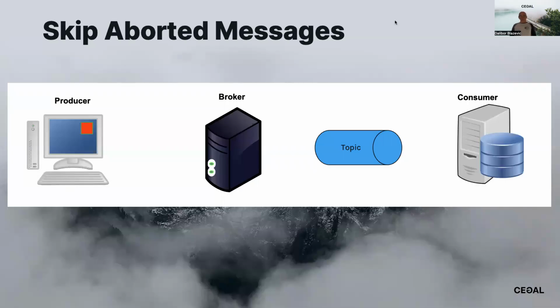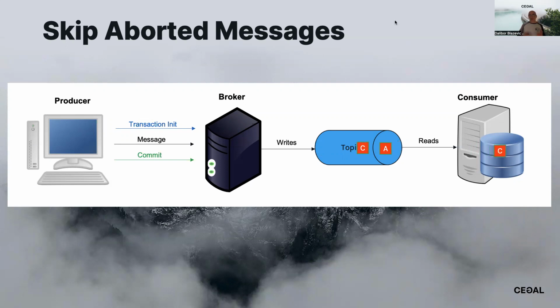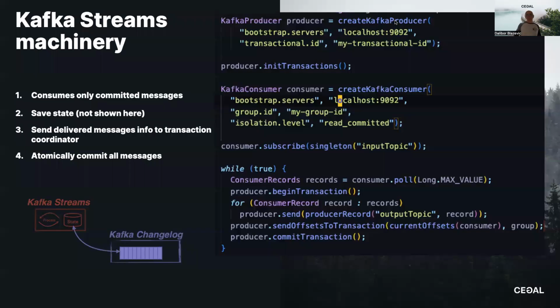All right, let's see how that works. So the producer is sending a message as before. The message is written to the topic, but then it's marked as aborted. And the consumer simply skips that message. And then the producer sends a message again. This time the message is marked as committed. And this time the consumer reads that message, and we end up effectively with only one message delivered. And effectively this implements the exactly once scenario. And this is exactly how the Kafka Streams machinery works under the hood.